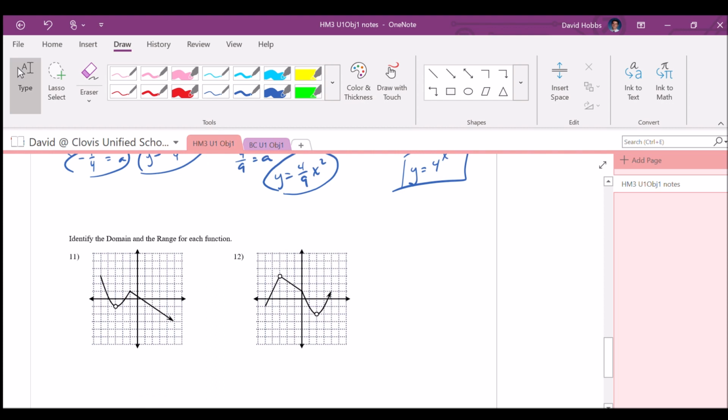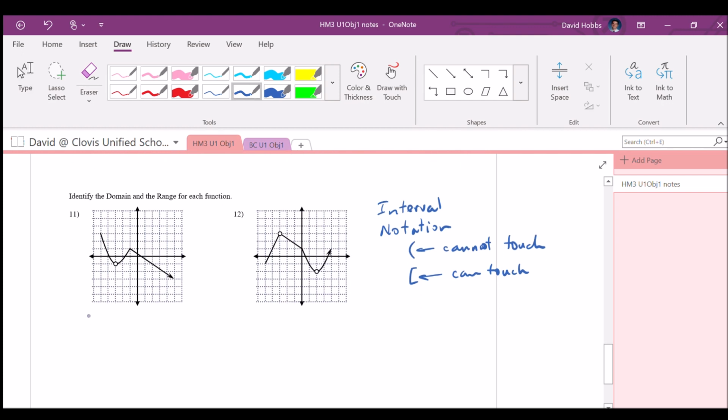Okay, finally, identify the domain and range for each function. Okay, so now I was talking about interval notation earlier, and this is where we want to use interval notation. So interval notation, parentheses means you cannot touch this point. And it could be an open parenthesis or a closed parenthesis. A bracket means you can touch the point, so it can equal that point.